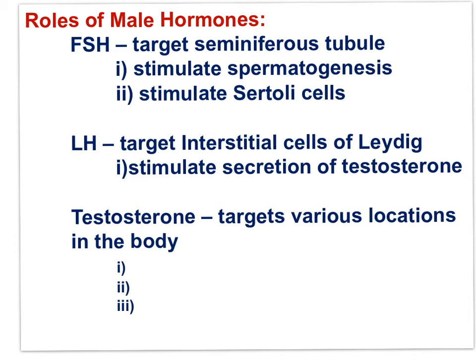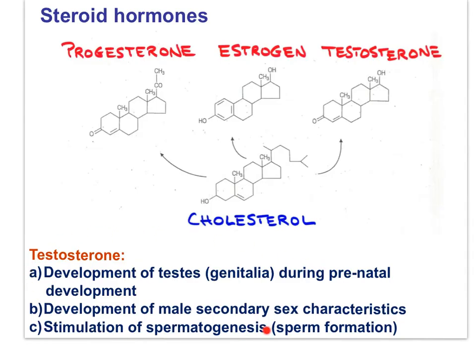It's important in the development of secondary sexual characteristics such as facial hair, pubic hair, muscle and skeletal development, and a deepening of the voice. Testosterone stimulates spermatogenesis by targeting the germinal cells of the seminiferous tubules. And lastly, testosterone is responsible for the maintenance of sex drive. Here are the functions of testosterone.